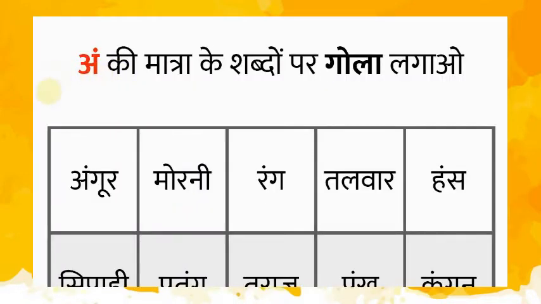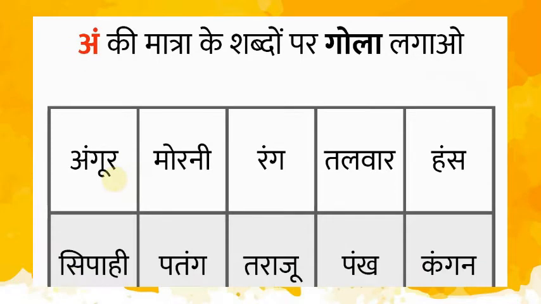Children, as you look at this table, the question is अंक की मात्रा के शब्दों पर गोला लगाओ. Now you can see the first spelling अंगूर. Here you can see the अंक की मात्रा. So you have to round up this spelling.